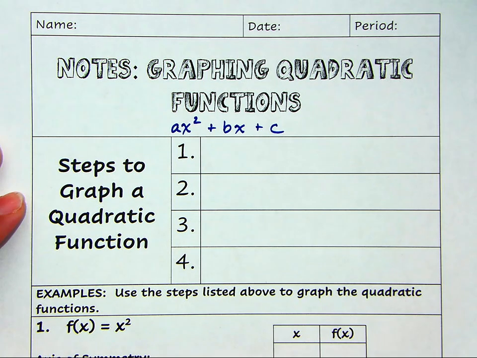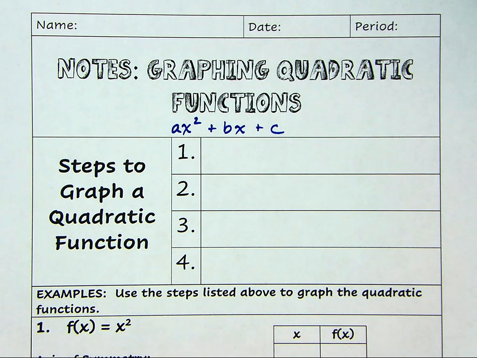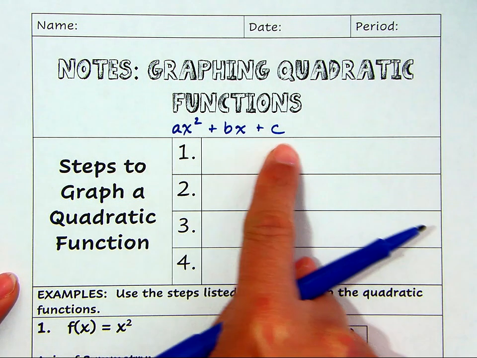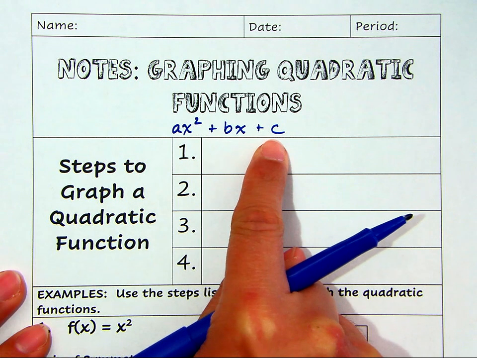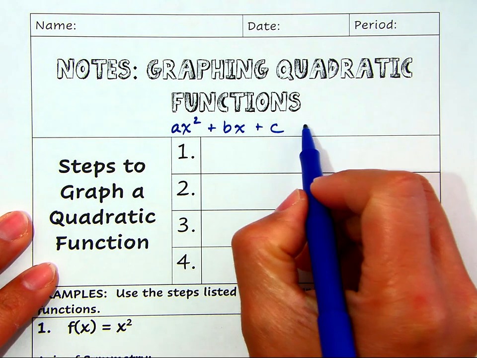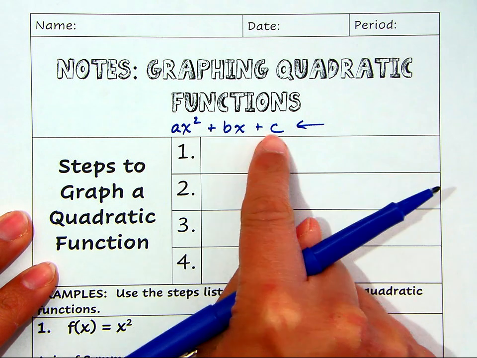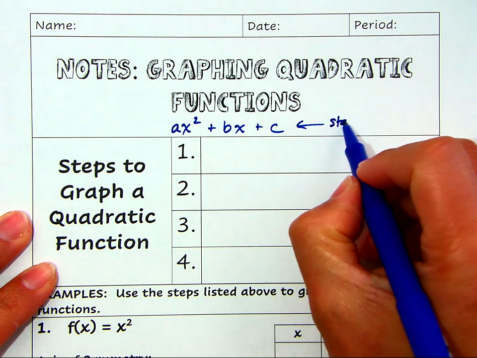Okay. So all the equations, the functions that we're going to be graphing, are going to have this kind of general structure, right? A second degree term, perhaps a first degree term, and perhaps a constant. When we write it in that order from highest degree to lowest degree, it's called the standard form.